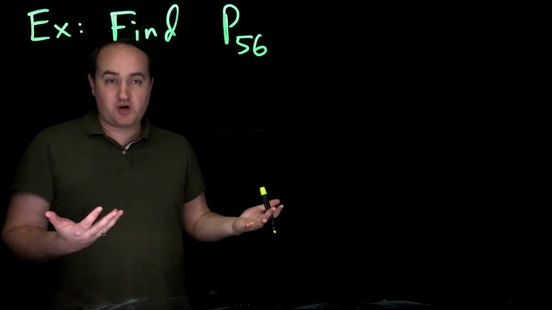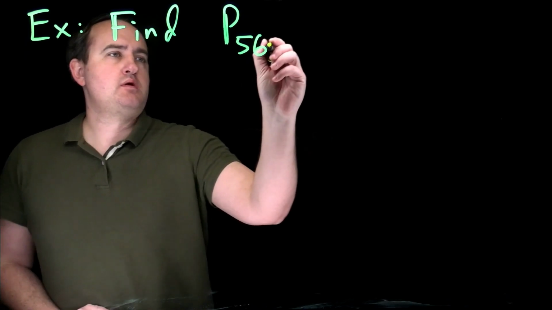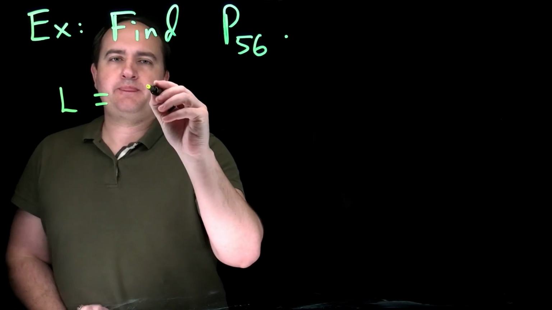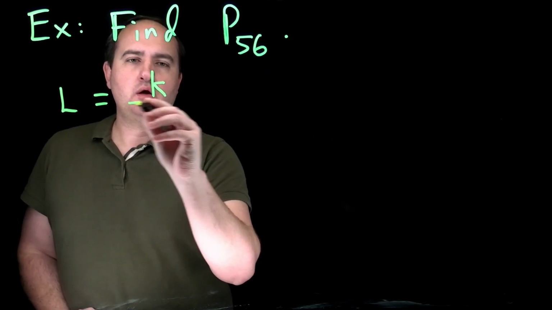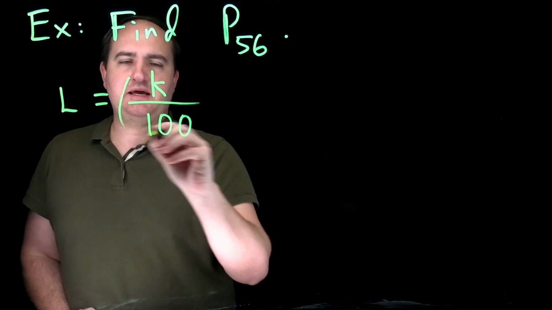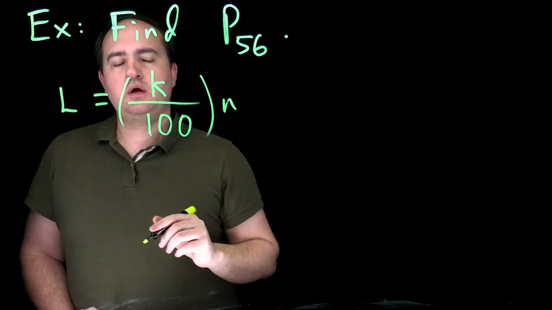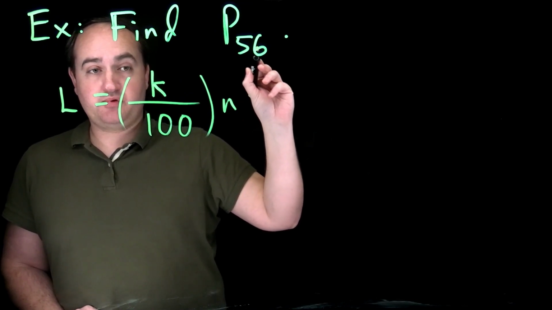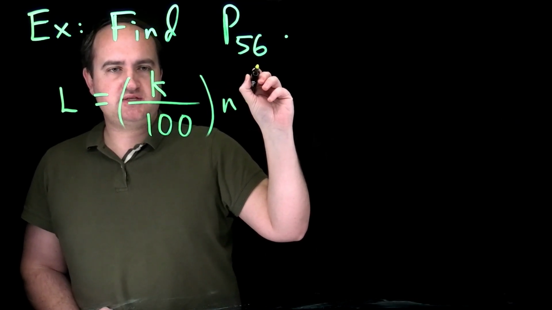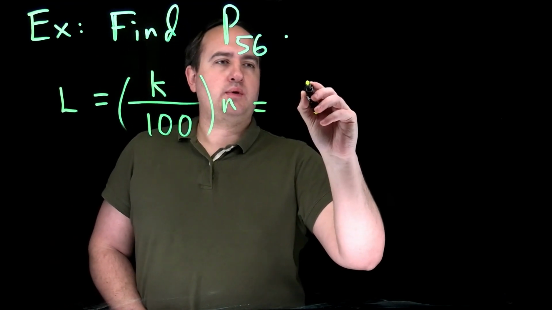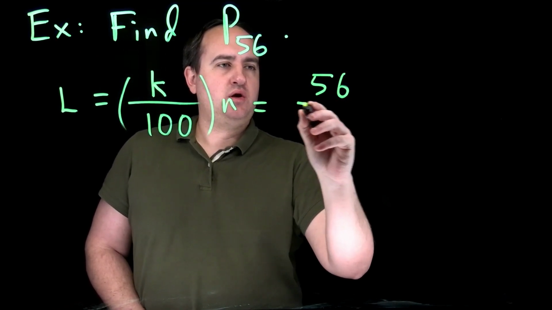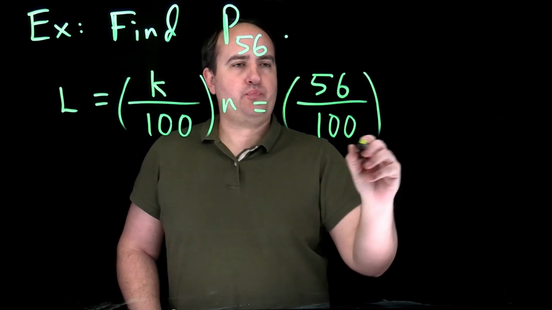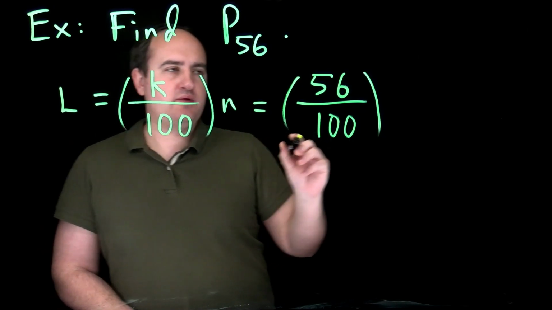It's going to be the same process. The first thing we do is calculate the locator. So L equals K over 100 times N. Here, K is the same as the subscript of P, so K is going to be 56. So here we would have 56 over 100 times N. And recall in this problem, N was 50.